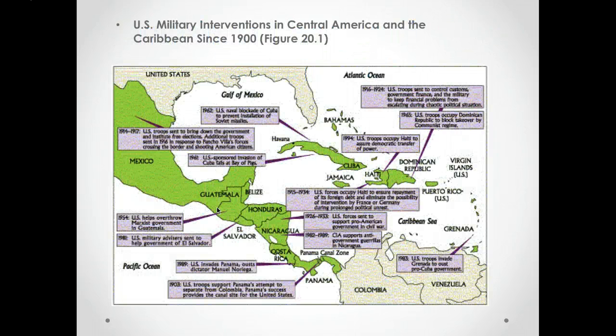So you see here on this slide how many times the United States has intervened in the Caribbean and in Central America since 1900. The period of Teddy Roosevelt and big stick diplomacy.